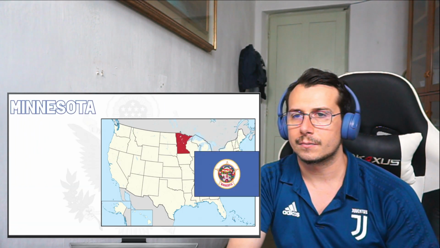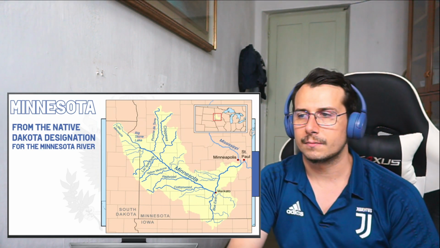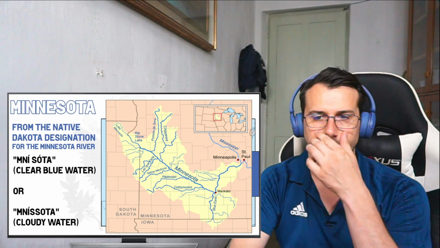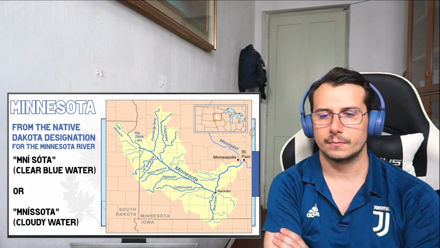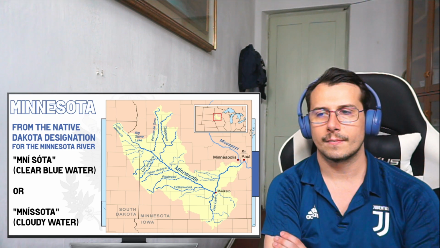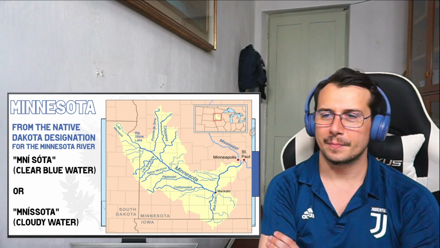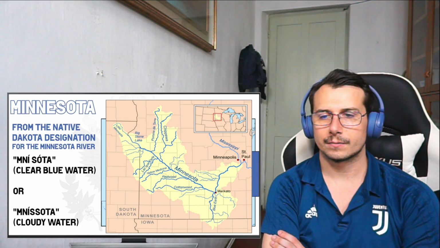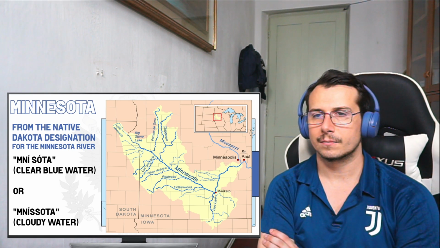Minnesota comes from the Native Dakota designation for the Minnesota River, which got its name from one of 2 words in Dakota: Minnesota, which means clear blue water, or Minnesota, which means cloudy water. Kind of an odd choice of words considering they sound so similar but mean pretty much the exact opposite. Instead, Dakota people demonstrated the name to early settlers by dropping milk into water and calling it Minnesota, which would mean the cloudy meaning would be the right one.